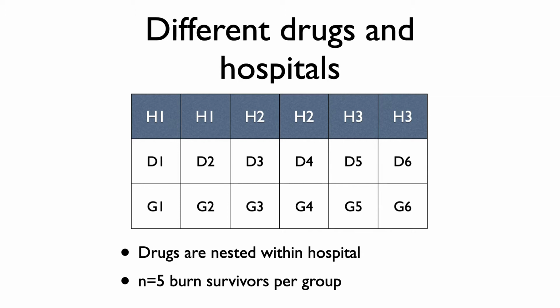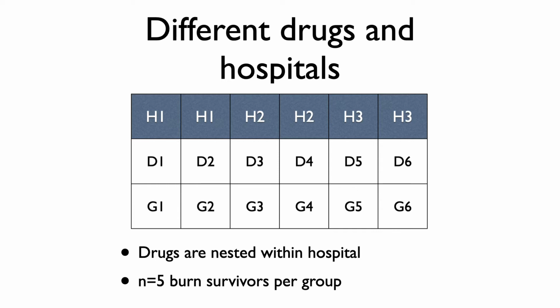And as I said, this actually was a real study. You might think, well, why wouldn't you just do a 3 by 6, right? So 3 hospitals, 6 groups. Because happily, there weren't enough people with severe burns to do a study like this, where you have all levels of drug and all levels of hospital crossed with each other. So in this case, drugs are nested within hospitals.